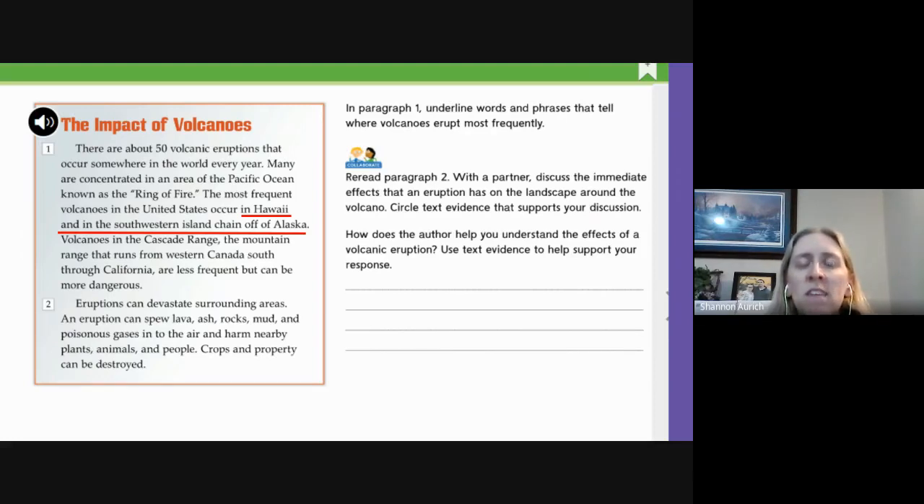Then reread the second paragraph with a partner, or just think about it on your own since we're doing distance learning. Discuss the immediate effects. Immediate means it happens right now. The immediate effects that an eruption has on the landscape around the volcano. So what happens to the land around the volcano immediately during an eruption? Circle text evidence that supports your discussion. So look at the second paragraph. What immediately happens to the land around the volcano when it erupts?